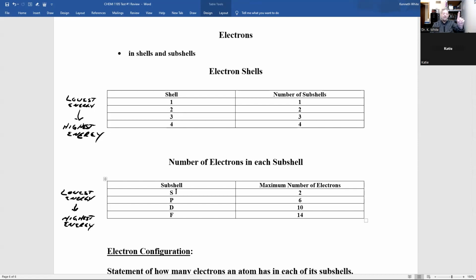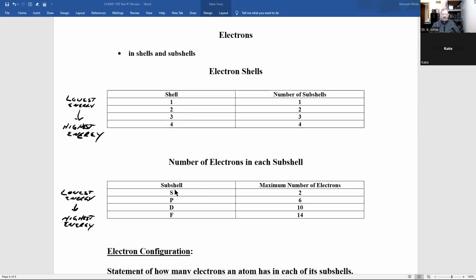Shell 1, and the subshell is, excuse me, hold on 1 second. I got to drink something, clear my throat. Test, test, test, electron, test, test. It's back to normal. All right.